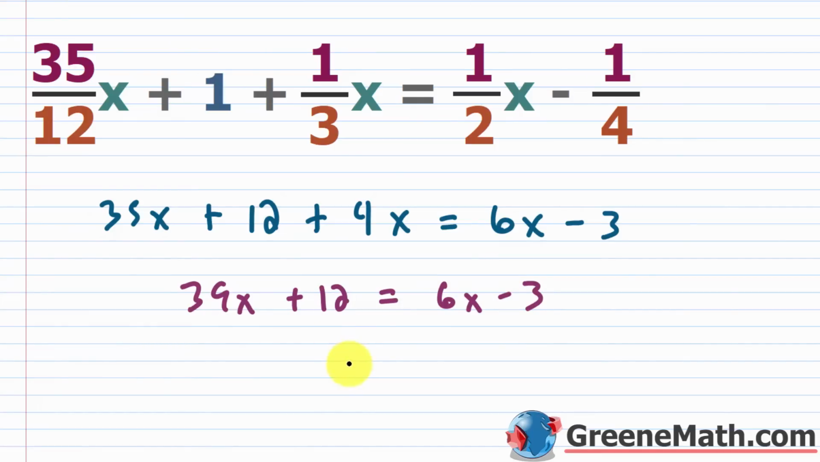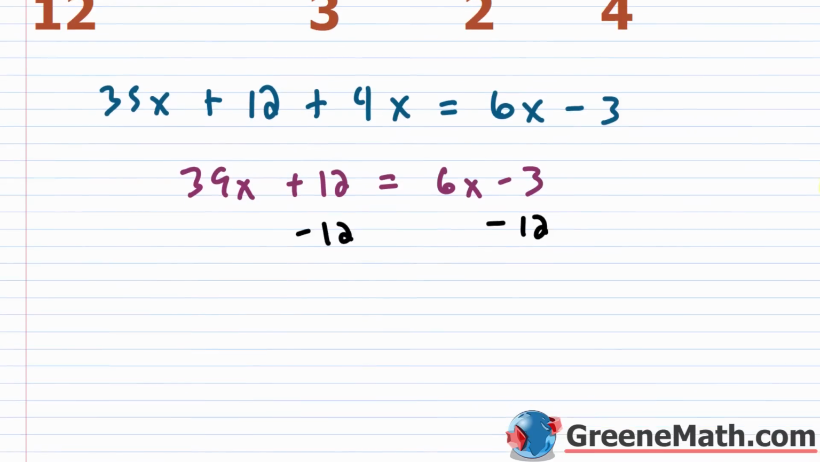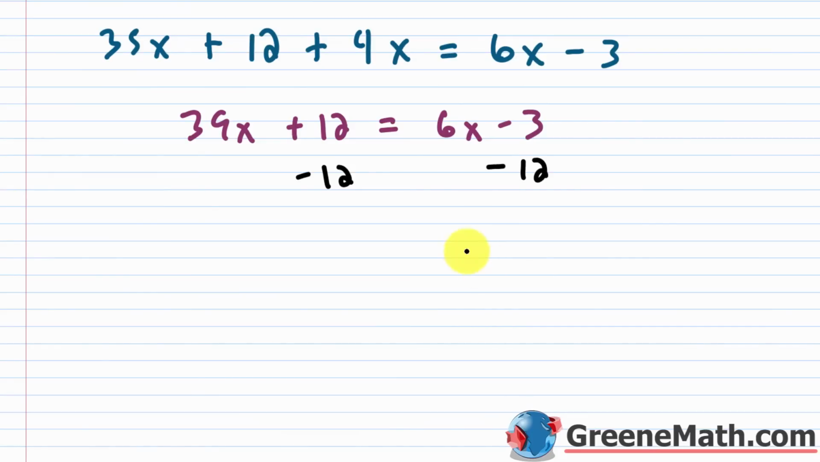So let's go ahead and subtract 12 away from each side of the equation. Let's come down here and see what we're looking at. So I'm going to go ahead and cancel this. And also, I'm going to subtract 6x away from each side of the equation. So let's go ahead and cancel this guy right here as well. Okay, so 39x minus 6x is going to be positive 33x. And this equals, if I do negative 3 minus 12, that's going to be negative 15.